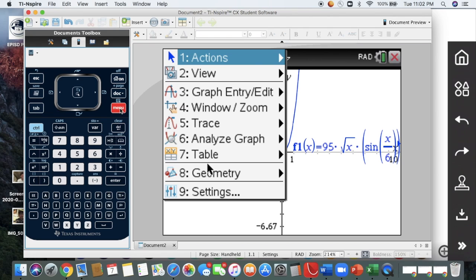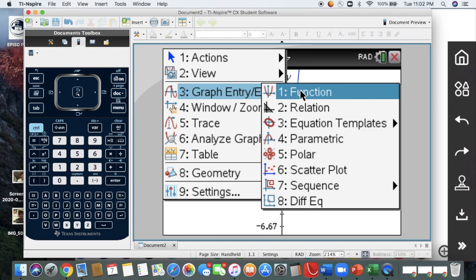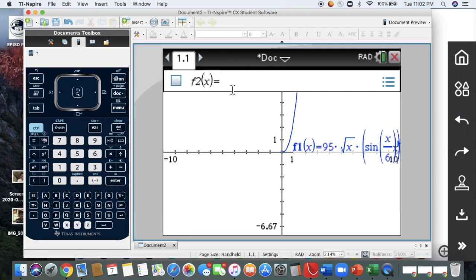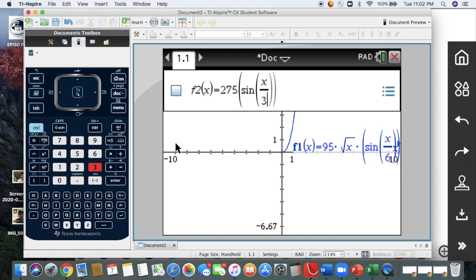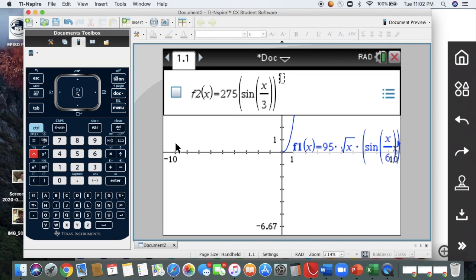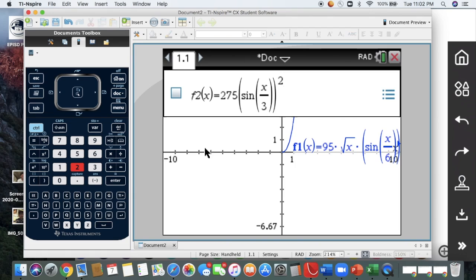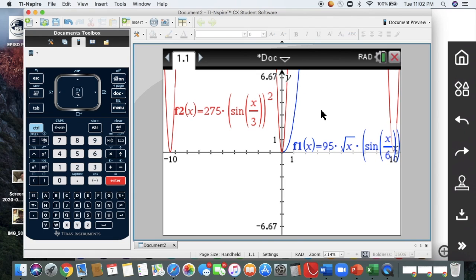And then we add our second function. Same thing, it's going to be x instead of t, but it's the same thing. 275 sine x over 3 squared. So now we have this.